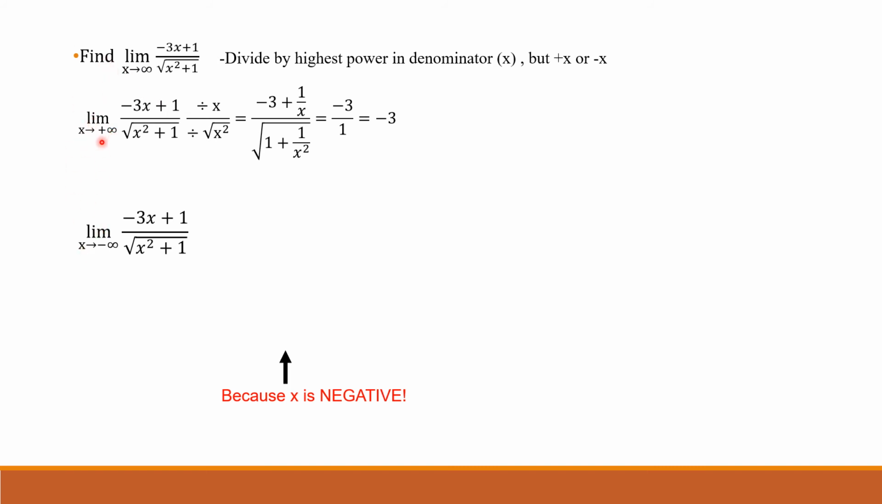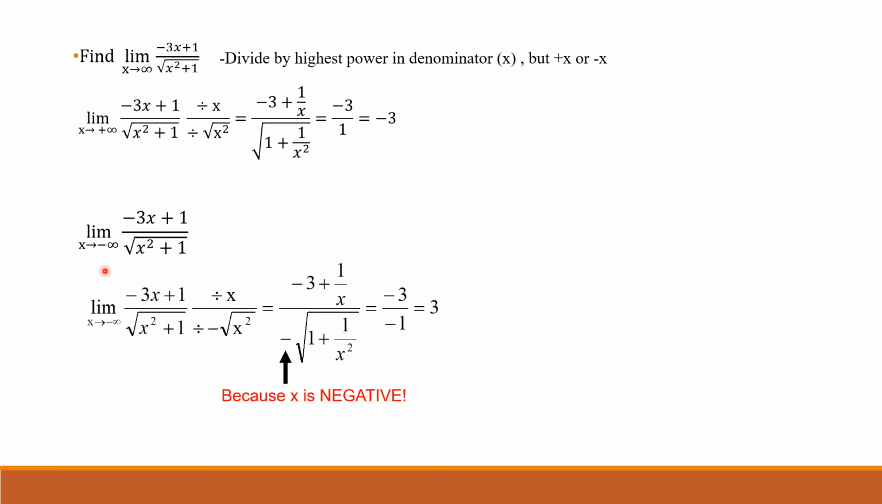So the limit as x approaches positive infinity, I'm going to divide by just x. So it's going to be minus 3 plus 1 over x, over the square root. Since I have this square root, I know I'm dividing by x, but under the square root it's going to act as x squared. So it's going to be 1 plus 1 over x squared, and I'm ending with negative 3.